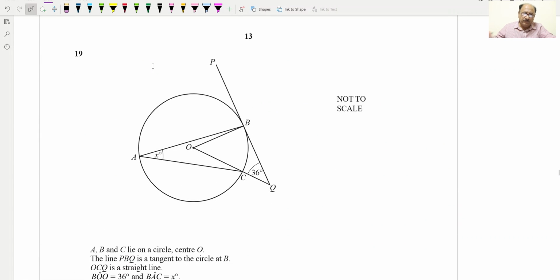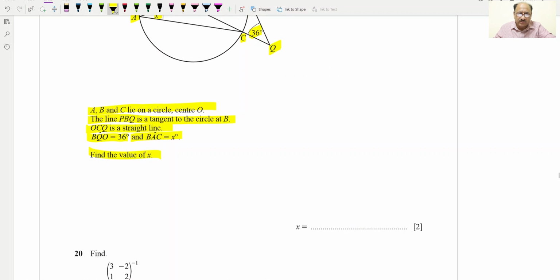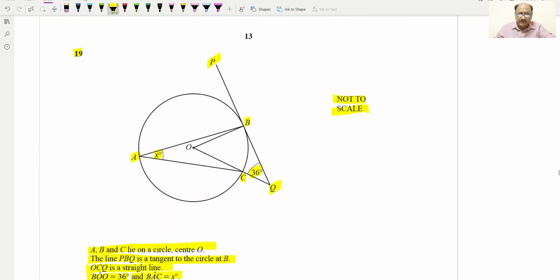This is a circle theorem question. Diagram is provided for question 19, which is not to scale. ABC lies on the circle. A is this one, B is this one, C is this one. The line PBQ is a tangent to the circle at B. OCQ is a straight line, and BQO is equal to 36. This one is 36, and BAC is X, so this one is X. What we have to do is find the value of X.